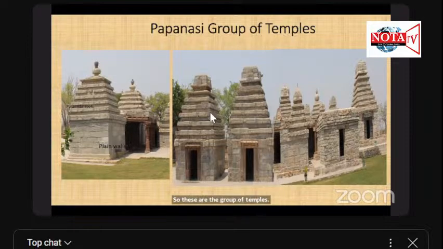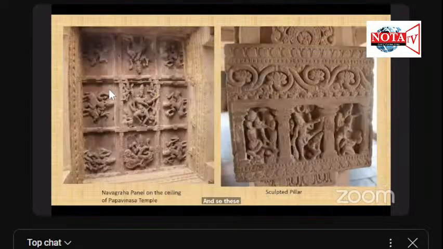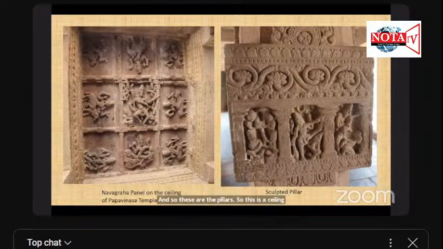And so these are the pillars. So this is a ceiling on one of the temples. So, Navagraha panel on the ceiling we can see on the Papanasi temple, and very beautifully sculpted.